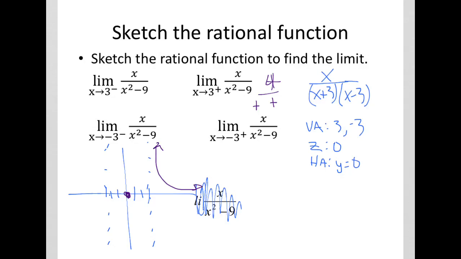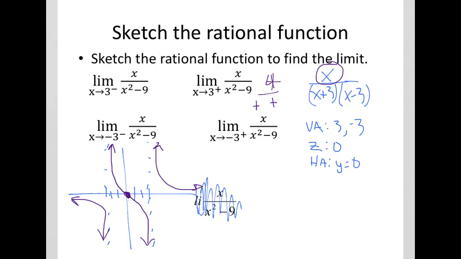Since that branch is starting up, this branch has to start down. I cross over. I have to go up because the multiplicity there is telling me to cross, not bounce. And I don't have any other zeros there. And since that branch is up, this branch is down. So there is my function, and now I can answer these questions.